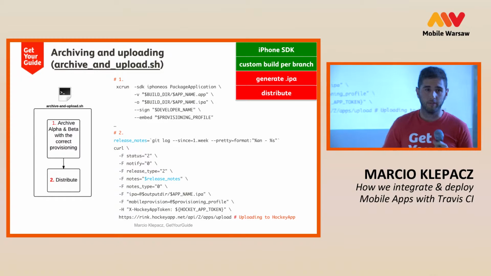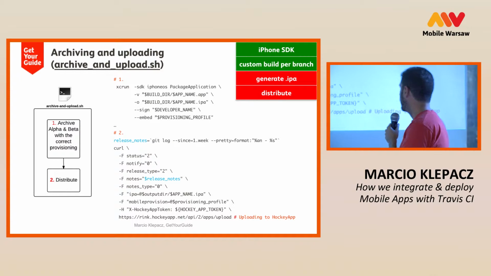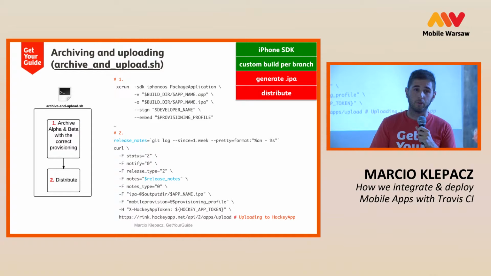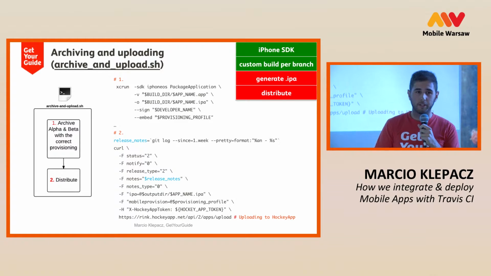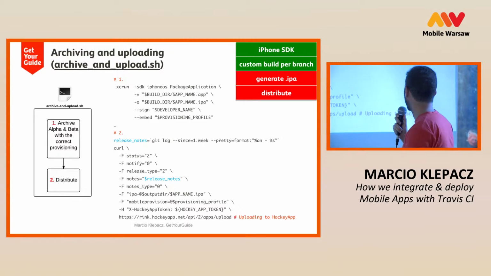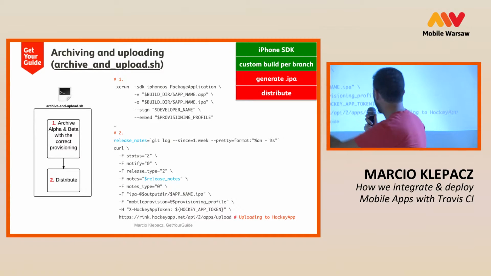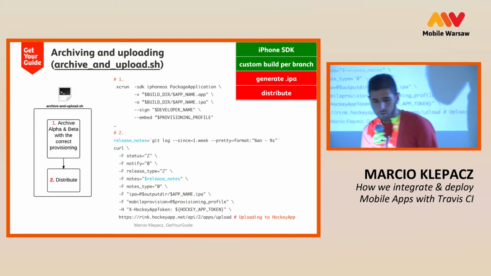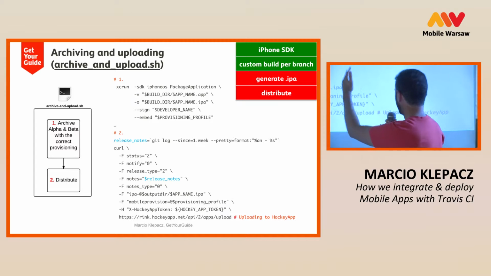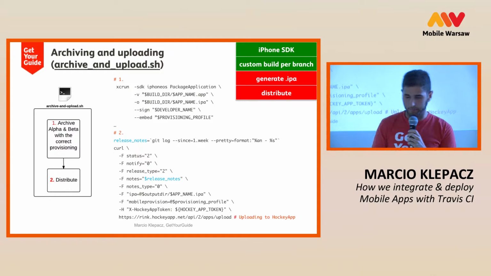Okay, now we want to archive and ship it. First thing is generate our IPA. We use Xcode run. We also want to automatically generate our release notes. Here is just a very quick snippet, so you can say, hey, give me my Git log since 1 week. You can also add some nice formatting here, which is cool. And then using curl, just ship it to Hockey app, passing where everything is, and this goes directly to Hockey app.